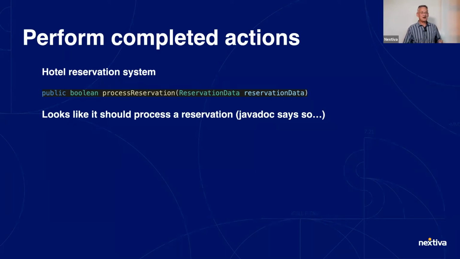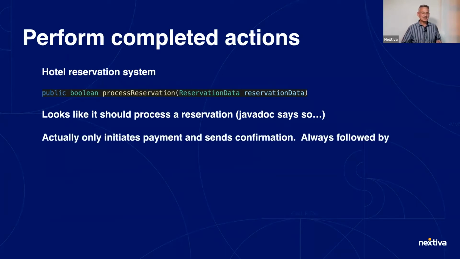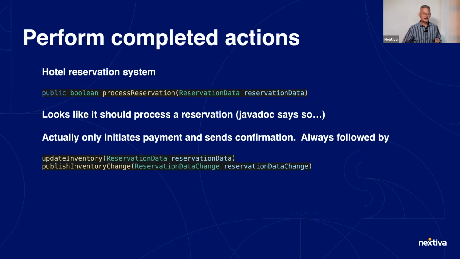And then you realize, oh, wait a minute. This thing actually just initiates the payment and sends confirmation. But you always have to call update inventory and publish inventory change afterward. This is the secret handshake. If you don't know the secret handshake, then you just ended up billing somebody, but not actually getting them a reservation. And most importantly, not telling the great world of online travel agencies that an inventory change happened, which is the cardinal sin of hospitality tech.